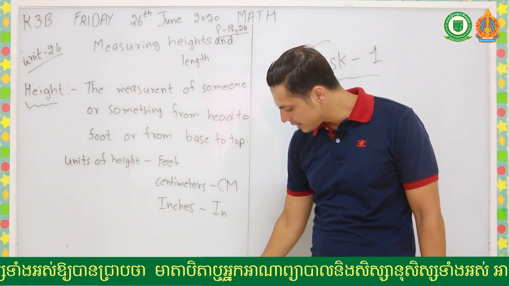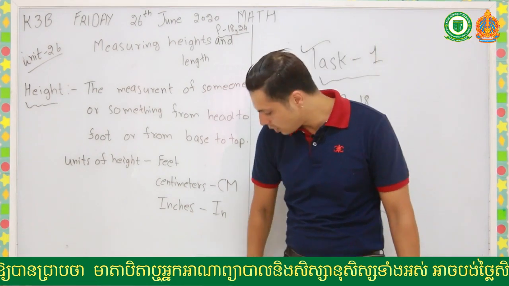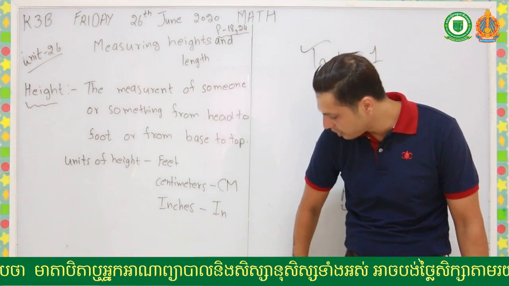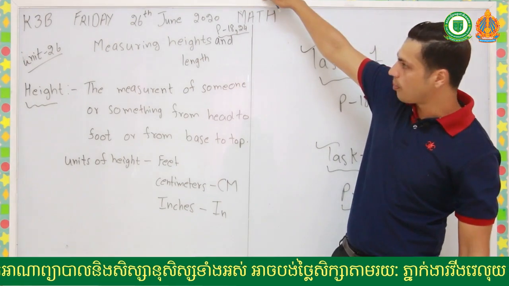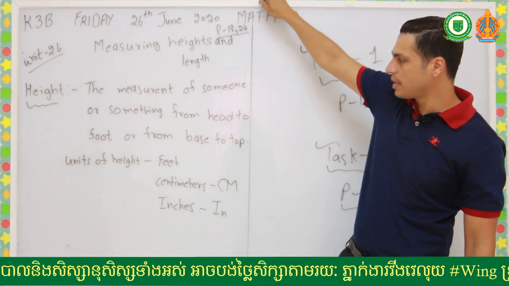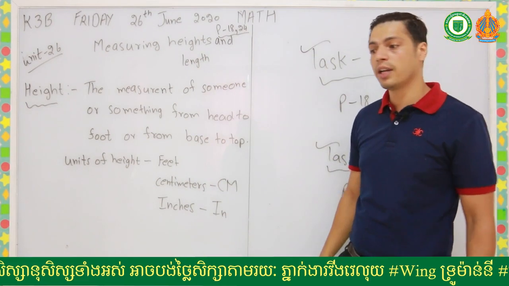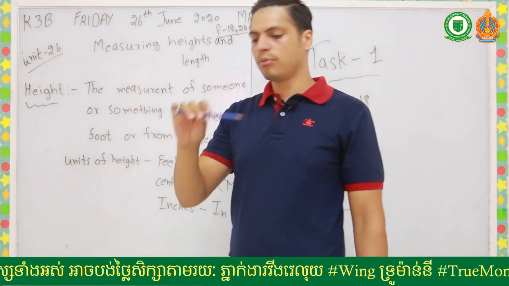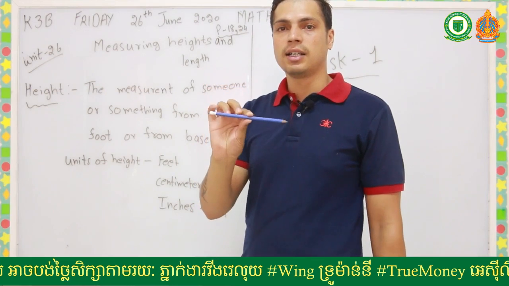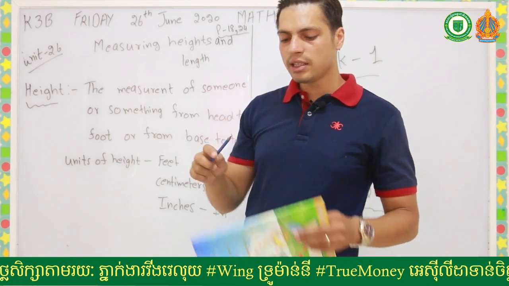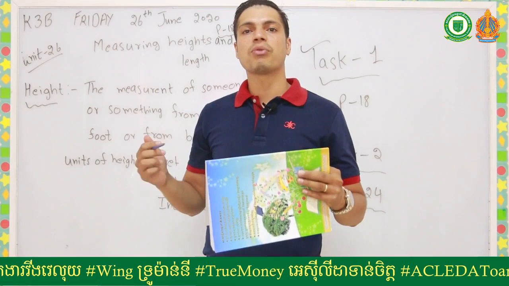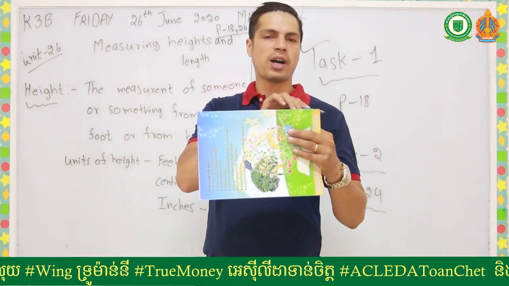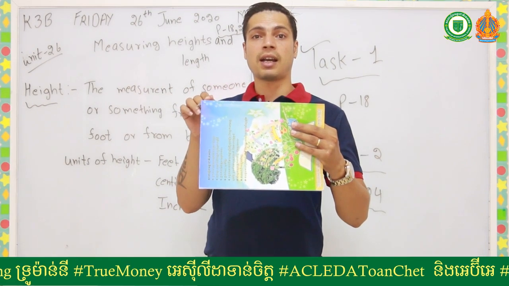What is the base of this board? Where is the base? Base here of this whiteboard, base to top. So we can measure the height. We can even measure the length of this. Length is from one end to another end. So when we measure length, we measure from one end to another end.